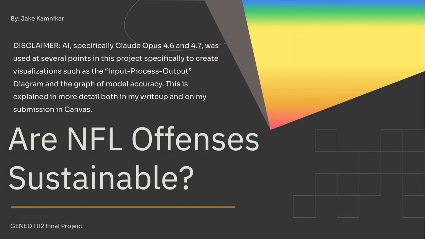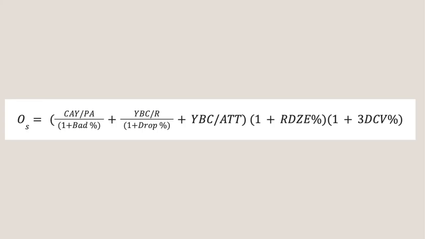Which parts of an NFL offense are sustainably effective, and which parts will collapse as soon as the defense starts making plays? To answer this question, I created an equation to track the pure offensive success, listed as O sub S, of each team, and compare the corresponding outputs to the actual points scored of every team over the course of the 2025 NFL season.